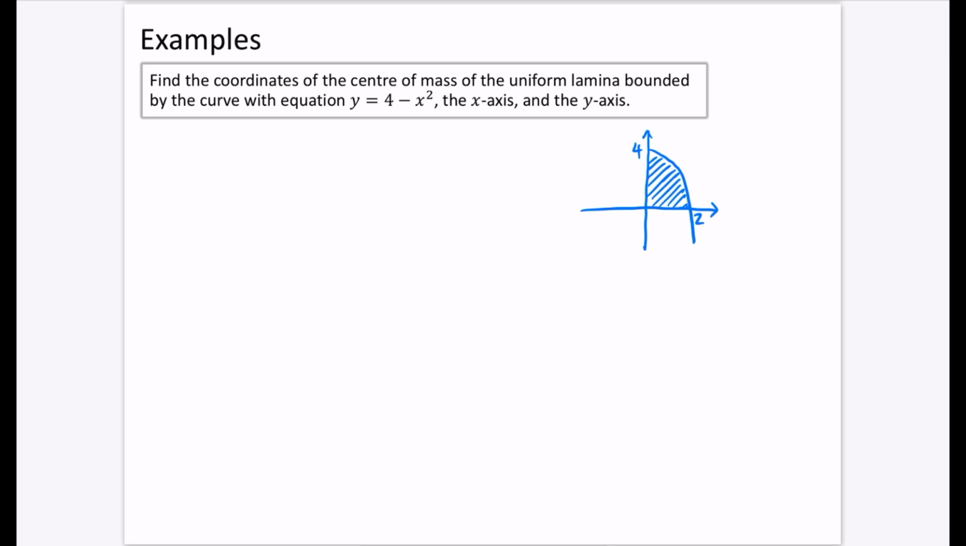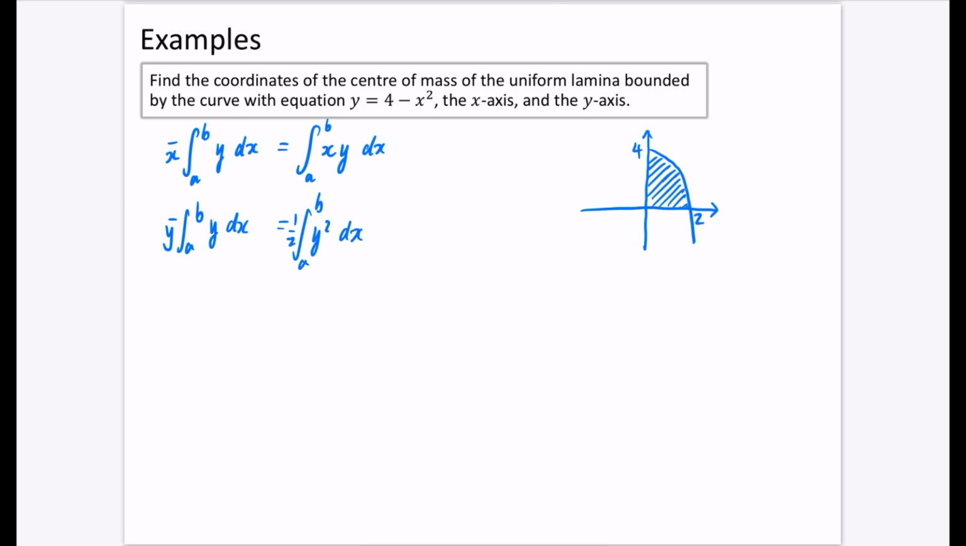Okay? So using the formula that we've got here, we're going to need to build up a few different things. Our formula is x bar times the integral of y dx between a and b is equal to, for the x coordinate, the integral of xy dx between a and b. And then y bar is going to be the same thing, apart from it's going to be a half y squared dx between a and b. So we've got a few different things that we need to find out. I think the first thing we're going to do is integrate y with respect to x between 0 and 2.